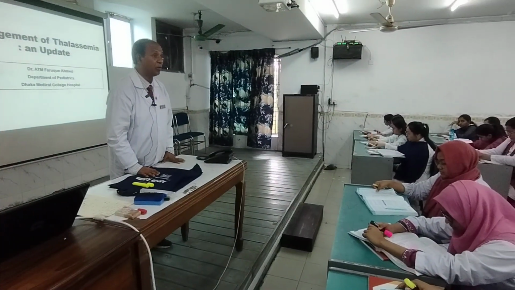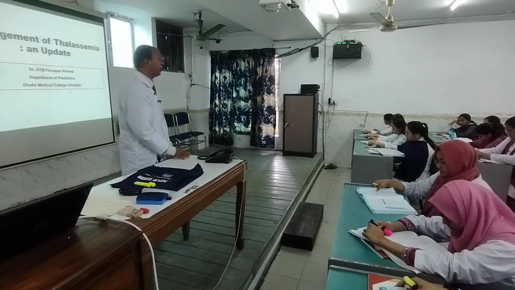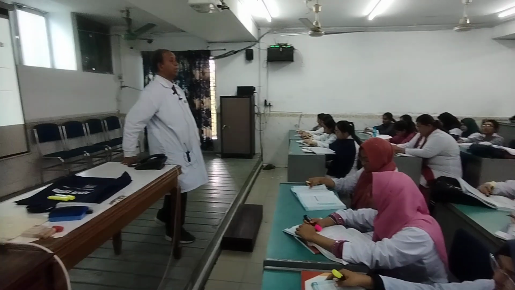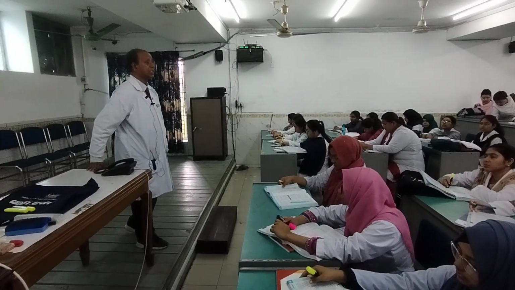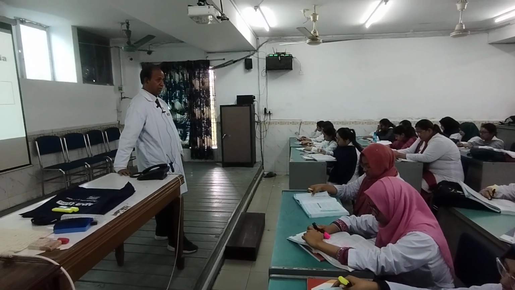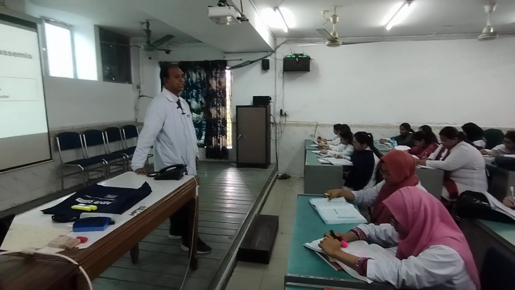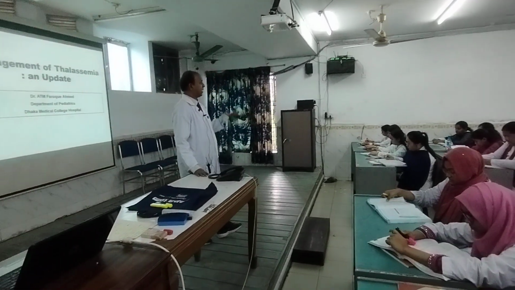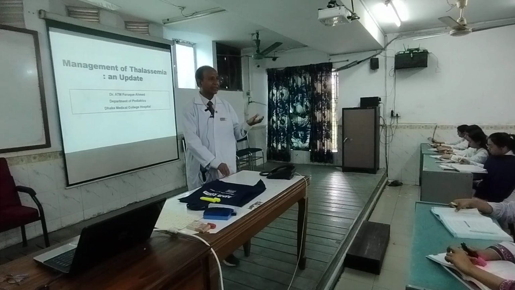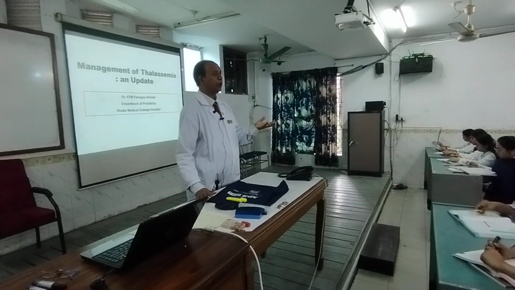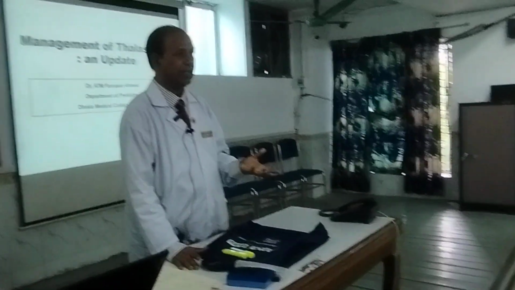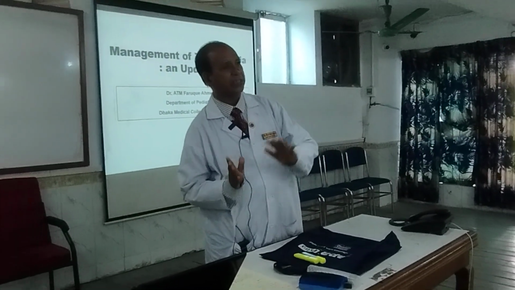Now what are the types of the hereditary hemoglobin disorders? How many types? Number 1, you should understand beta thalassemia. Number 2, hemoglobin E disease. Number 3, E beta thalassemia. There are 3 types of hereditary hemoglobin disorder: one is beta thalassemia, another one is hemoglobin E disease, another one is E beta thalassemia. Remember this. Again, there is a subdivision.